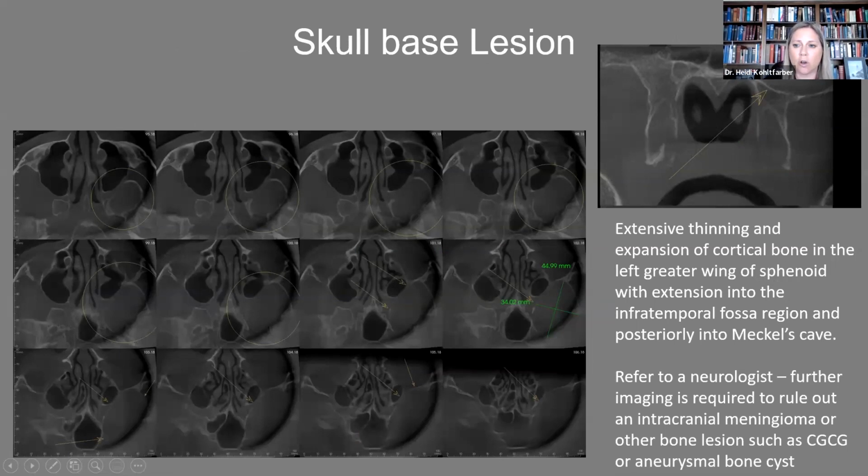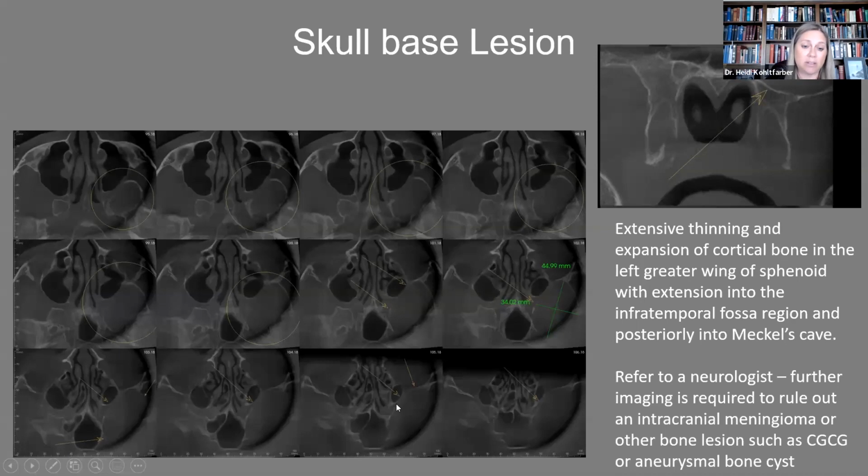This was a large skull base lesion. You'll notice that if you're comparing one side to another, we have some really gross asymmetry with expansion and thinning of the cortical borders. When we're looking at our axial sections here, you can see that we definitely have some expansile lesion within the sphenoid ridge. It's within our left greater wing of sphenoid and extends down into the infratemporal fossa region. It extends posteriorly into the Meckel's cave region.